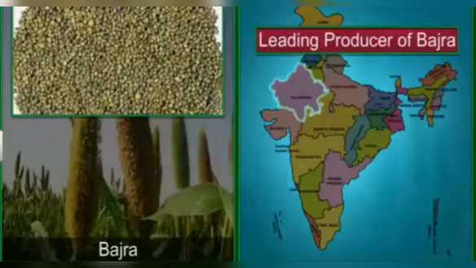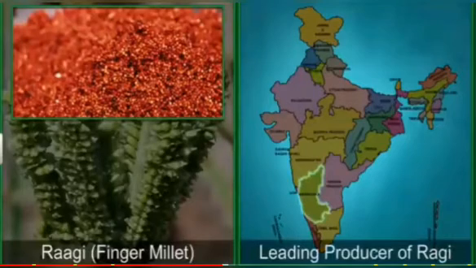Next, bajra, also known as pearl millet. It contains iron, magnesium, copper, zinc, calcium and vitamins. Bajra grows well on sandy soil and black soil. Next, ragi. It is rich in iron, calcium and roughage, and ragi grows well in dry regions on red soil, black soil, sandy soil, loamy soil and somewhat shallow black soils. Ragi is also known as finger millet.